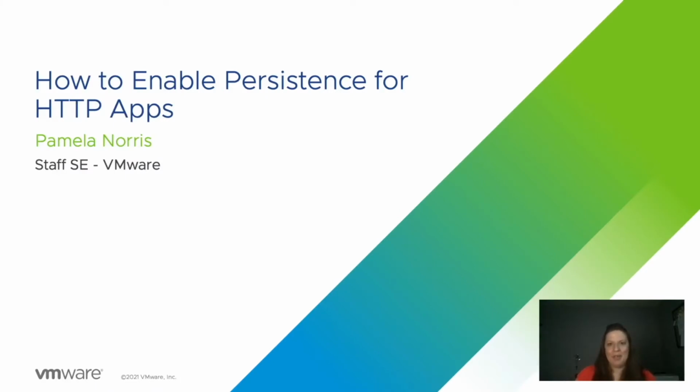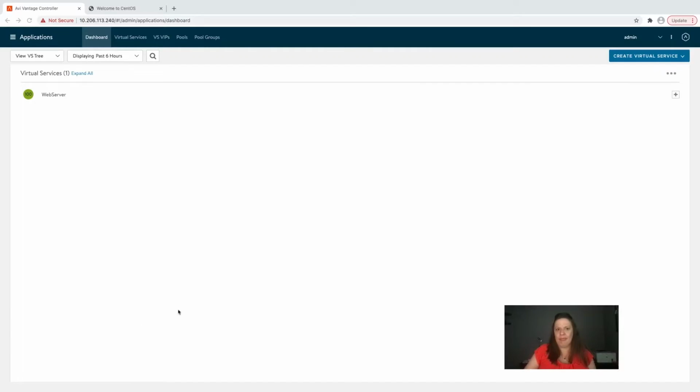My name is Pamela Norris, and today we're going to cover how to enable persistence for HTTP apps. So when we're talking about persistence, also known as a sticky session, we're referring to configuring your application pool so that when an incoming client request is made, they're directed to the same application pool member as long as the persistence is in effect. This can be critical for applications that require client session information to be stored locally. So let's go ahead and get started, shall we?